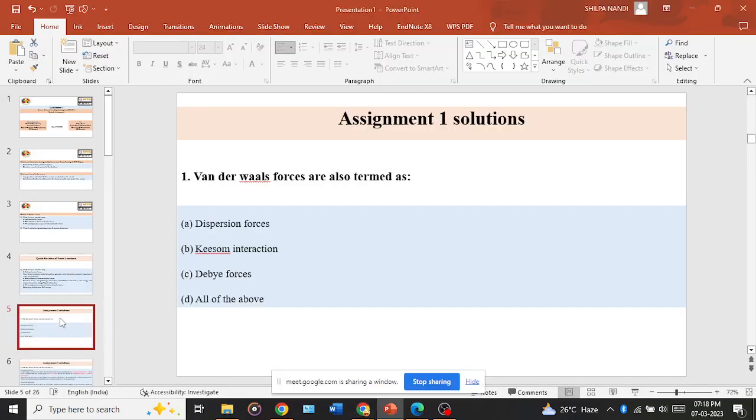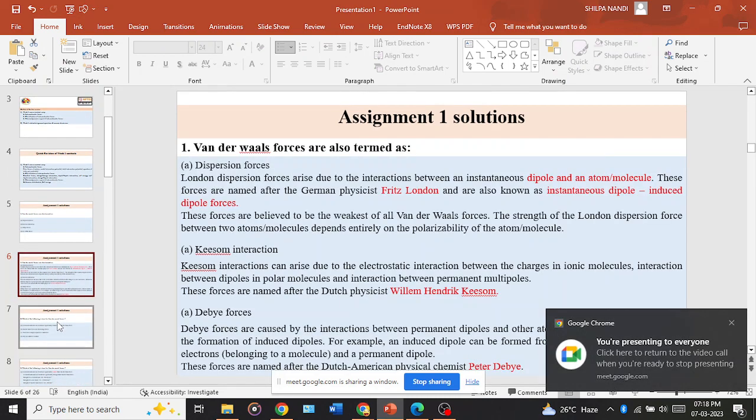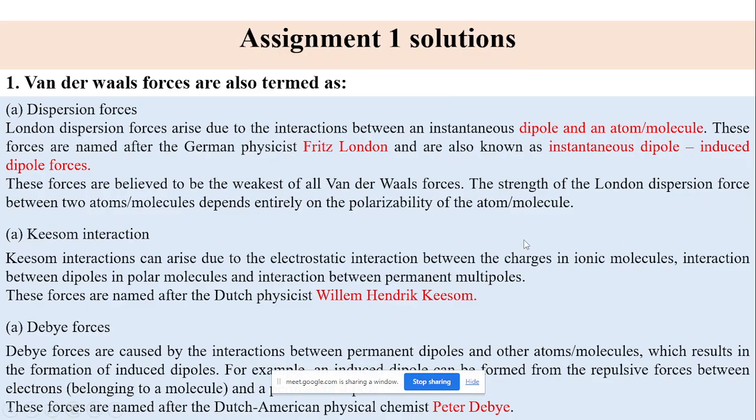So as you can see, dispersion forces are basically the London dispersion forces. These arise due to the interactions between an instantaneous dipole and an atom or molecule. These forces were named after the German physicist Fritz London, and are also known as instantaneous dipole-induced dipole forces. These forces are believed to be the weakest of all the van der Waals forces, and the strength of these forces between two atoms or molecules depends entirely on the polarizability of the atom or molecule. In the case of Keesom interactions, these can arise due to electrostatic interaction between the charges in ionic molecules, interaction between dipoles in polar molecules, as well as the interaction between permanent multipoles. These forces were named after the Dutch physicist Willem Hendrik Keesom.